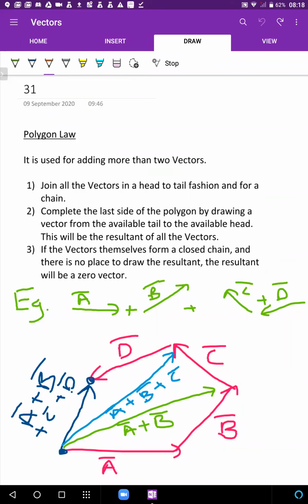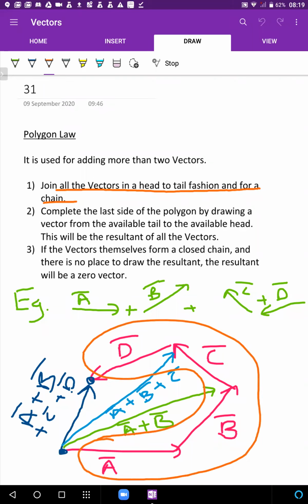So the instruction is join all the vectors that you want to add in a head to tail fashion. Just like triangle law head to tail का. सभी को head to tail fashion में join करो and form a chain. Like you can see over here. है ना? A, B, C, D सबको ऐसे एक head to tail fashion में draw किया. These were our initial vectors.